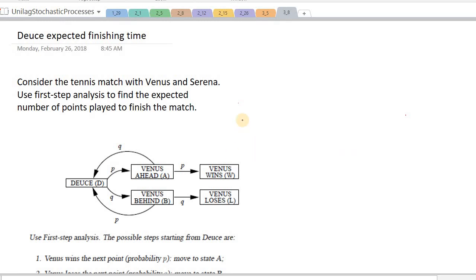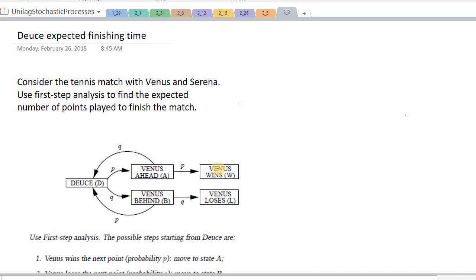So Venus must be ahead before she can win. Similarly, for Venus to lose, she must lose by 2. So in this case, she's behind by 1, and then she has to lose again in order to lose finally. So we answered the question, given that the game is at deuce, what is the probability that Venus wins? And we had a series of equations to solve this problem.